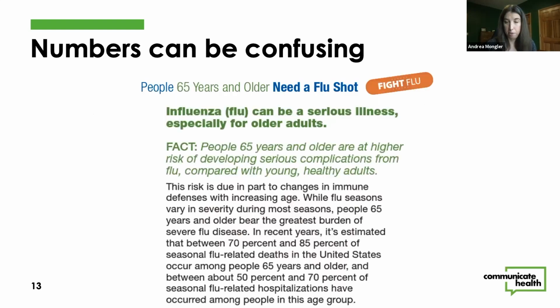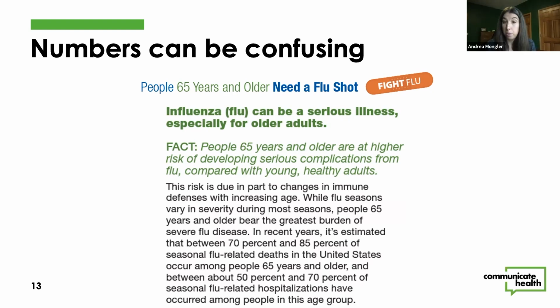So here is an example of health content that uses numbers in, I think, a pretty confusing way. This is from a government fact sheet. And the last sentence on there says, in recent years, it's estimated that between 70% and 85% of seasonal flu-related deaths in the United States occur among people 65 years and older, and between about 50% and 70% of seasonal flu-related hospitalizations have occurred among people in this age group. Let me just acknowledge first, that sentence doesn't follow a lot of other health literacy best practices like plain language. It's way too many words. But we won't talk about all that right now. We're just going to talk about the numbers.